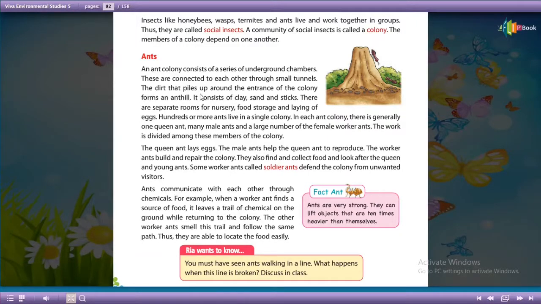The dirt that piles up around the entrance of the colony forms an ant hill. So, the dirt which piles up around the entrance of the colony forms an ant hill.